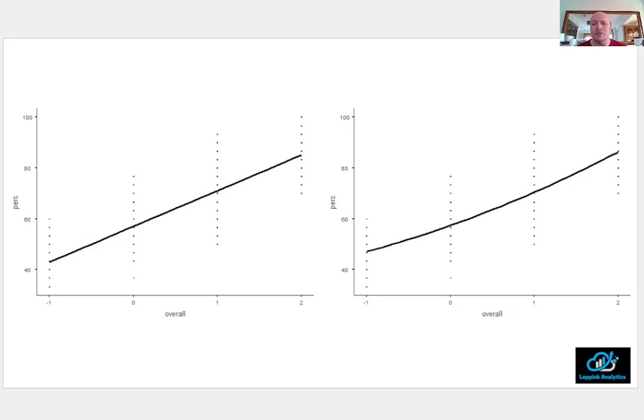Borderline regression is about finding the intercept of the regression line with the borderline overall category, so here the 0 category, and here in both charts that would be around 57%. The difference between both models is that on the left we assume a linear relation between domain scores and overall ratings, whereas on the right we assume a quadratic relation between domain scores and overall ratings.